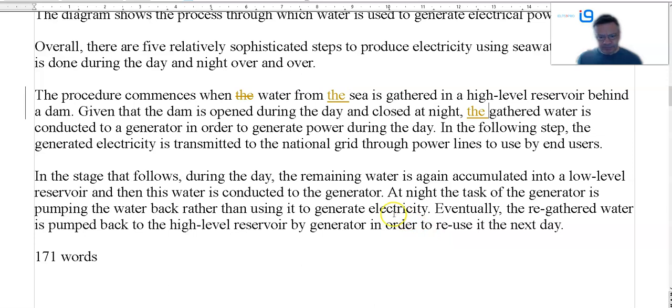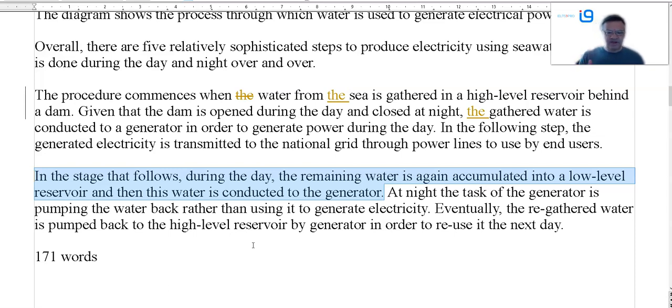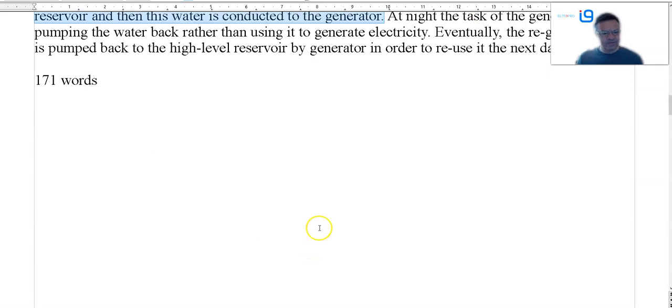Okay, well, that's not too bad. But what's this about the sea? It's hydroelectric, so it's a river. It's nothing to do with the sea. And then you've got during the day. Gathered water is conducted, and then you say the same thing again. How is it in the stage that kind of follows during the day? Shouldn't you, I mean, in the stage that follows at night? So you're talking about sea when you've got this that you've already used, so that wouldn't really work.